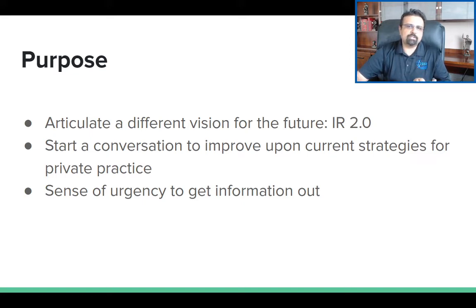Number two, to start a conversation to improve upon the current strategies for private practice. And this is where I want to start off by definitely differentiating. This discussion is really revolving around private practice and not academic practice.